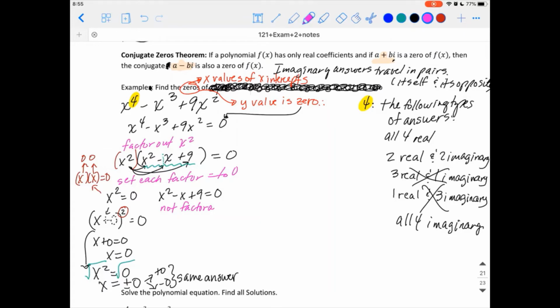Okay, so going back to this one. So x squared minus x plus 9 is not factorable. Therefore, we could use completing the square, but we can use the quadratic formula as well.